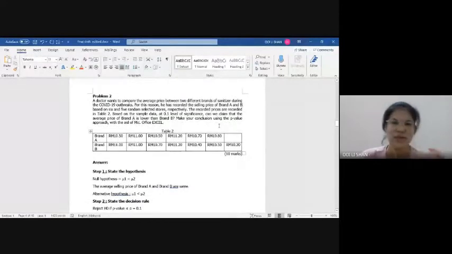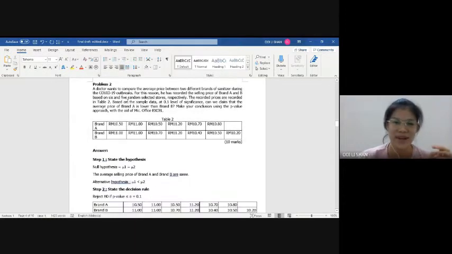My name is Ooi Li Shan, and I'm going to present the question, which is: a doctor wants to compare the average price between two different brands of sanitizer during COVID-19. He records the selling price of brand A and brand B, based on 6 and actually it's 7 randomly selected stores respectively. The recorded prices are in table 2, and based on the sample data at 0.1 level of significance, can we claim that the average price of brand A is lower than brand B? Make your conclusion using the p-value approach.